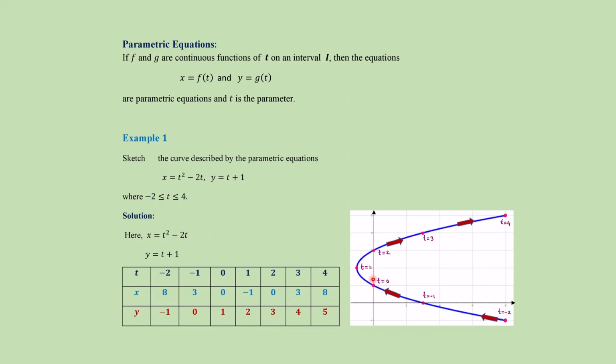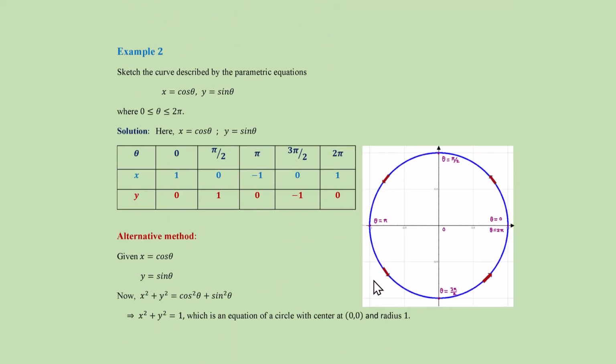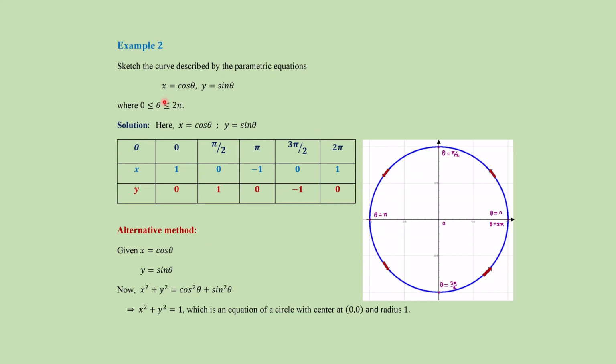Now we can discuss another example. Suppose we have this parametric equation. Here the parameter is theta. In the previous example the parameter was t, but here the parameter is theta, because x and y are written in terms of theta, and theta varies from 0 to 2 pi. When theta is 0, if you plug it in here, then x is 1 and y is 0.